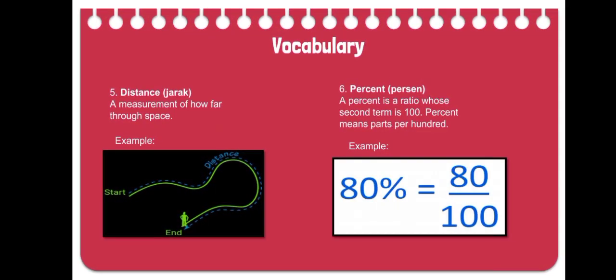Next, distance, or we call it jarak in Indonesian language. What is distance? A distance is a measurement of how far through space. For example, from start to the end. From the start, the space between start and end is called distance. So in the picture, there's a color blue. The color blue is the distance.